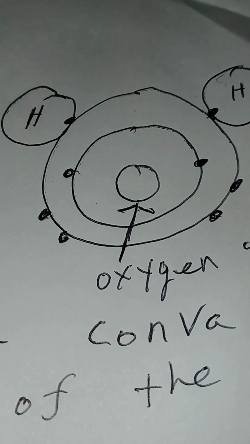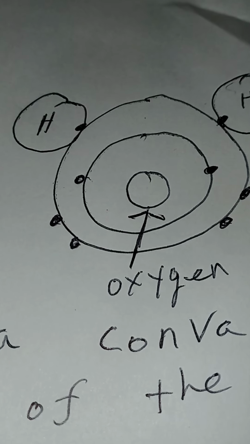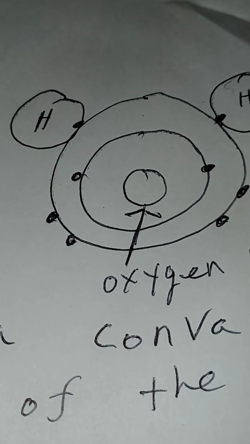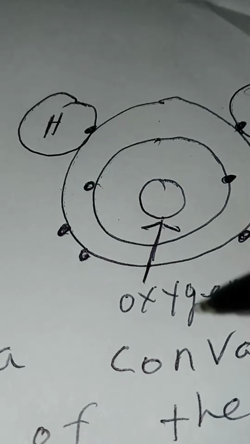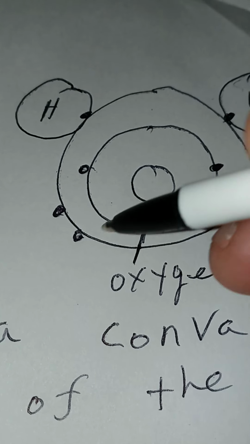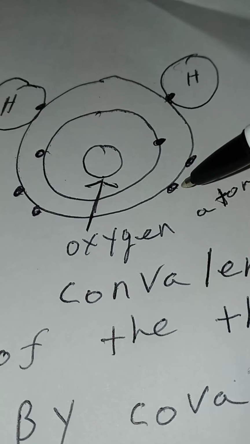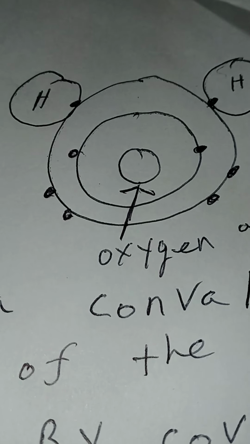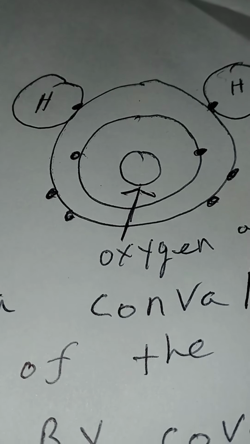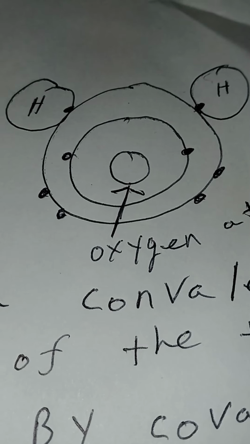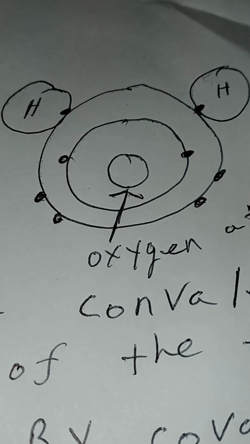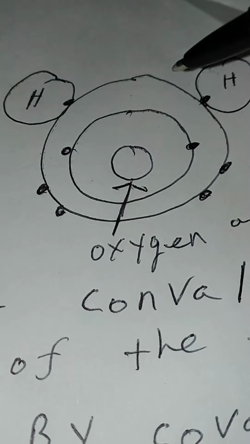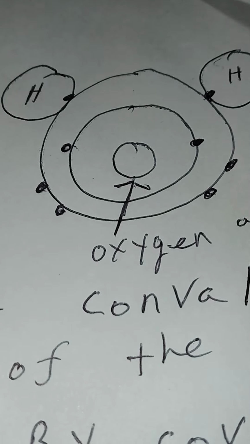Okay, now you recall that oxygen has to have 8 electrons, right? So let's count it. 1, 2, 3, 4, 5, 6. So you have 6 electrons. So the water molecule needs 2 more. Oxygen needs 2 more electrons to make 8.